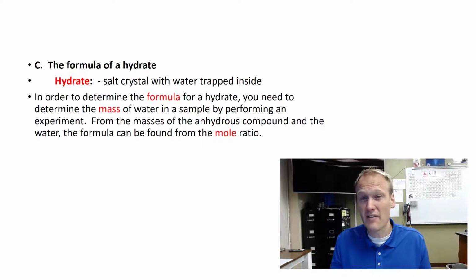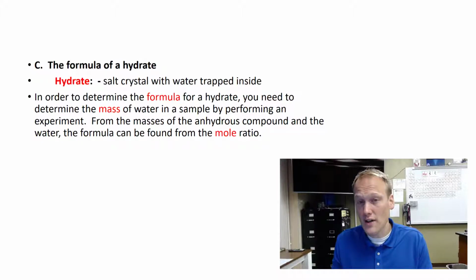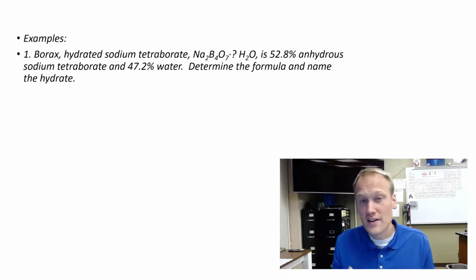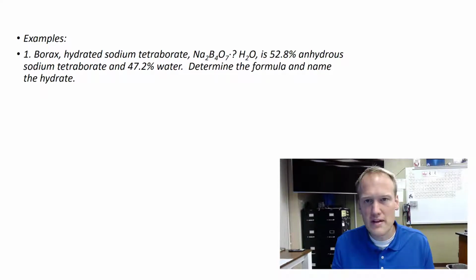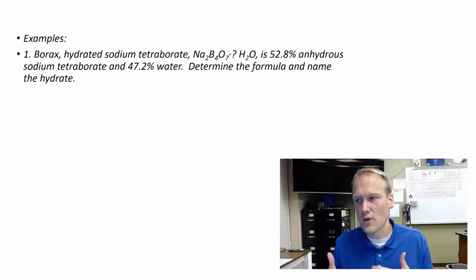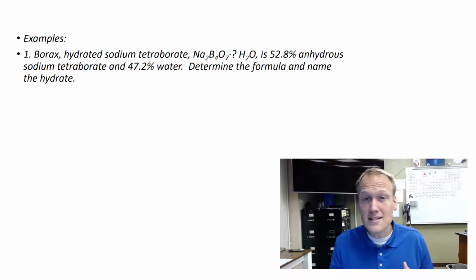And we're going to do this by finding the mole ratio between the anhydrous salt and the water that's in the hydrate. So here's a hydrate known as borax, or hydrated sodium tetraborate. You can see the anhydrous salt formula, Na2B4O7, and then you can see there's a question mark in front of the H2O molecule. That's because we don't know how many water molecules there are per unit of hydrate. So the process is the same.